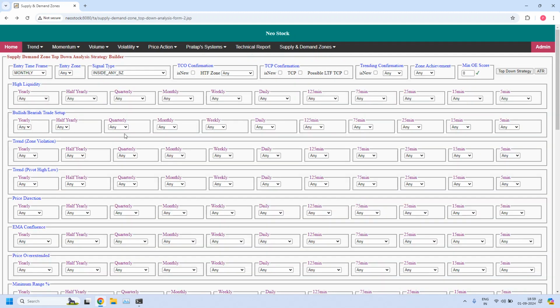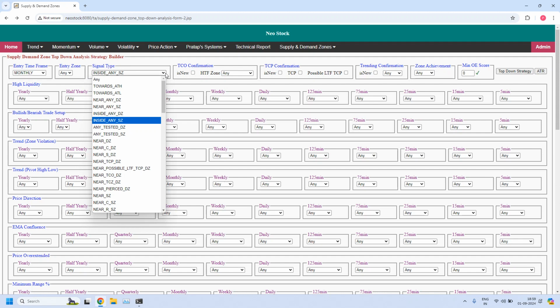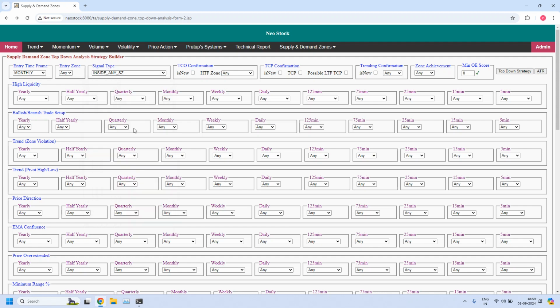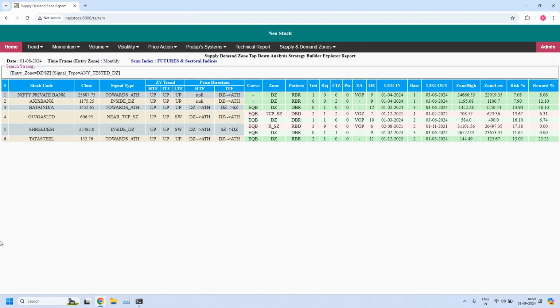In the next report, for monthly time frame, let us find the stocks that are tested during this month. That means the stocks having monthly demand zones tested during this month, that means during the August month. So these 6 monthly demand zones are tested during the August month.